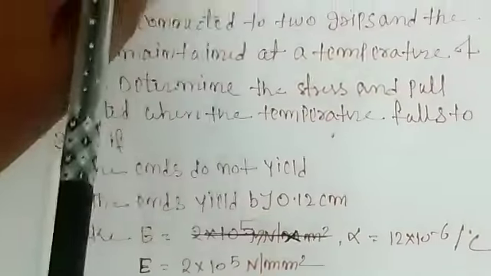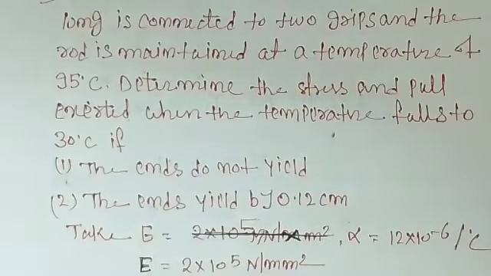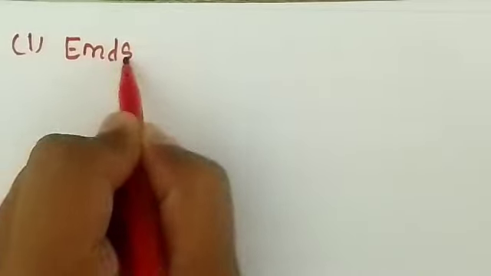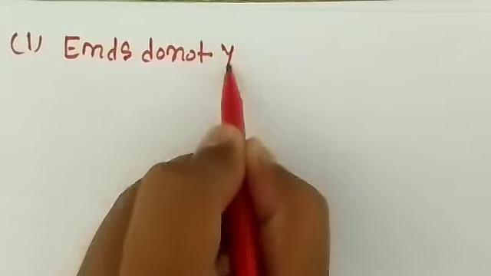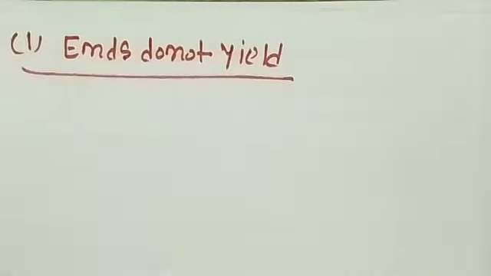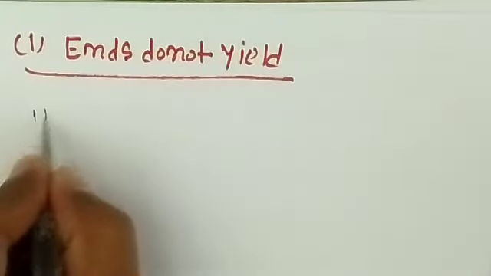Now what we need to do: in the first condition, the ends do not yield, which means there is no delta. When there is no yielding, we can simply find the stress and the pull. So the stress is alpha T E. You can write here the first case: when no yielding is started, the ends do not yield, which means delta is 0.